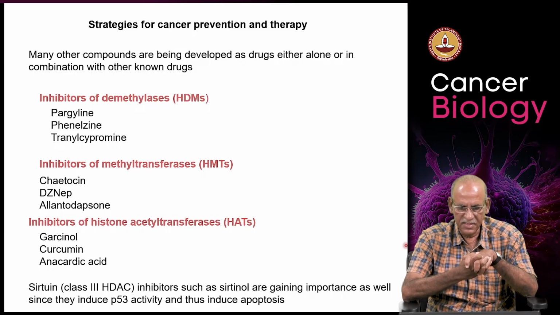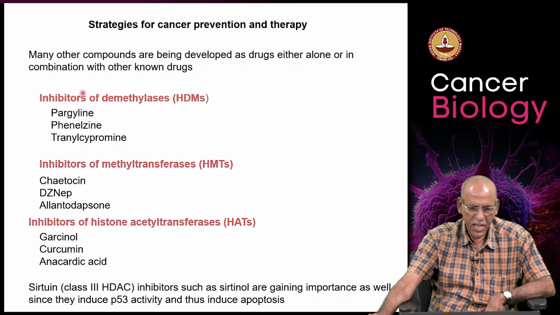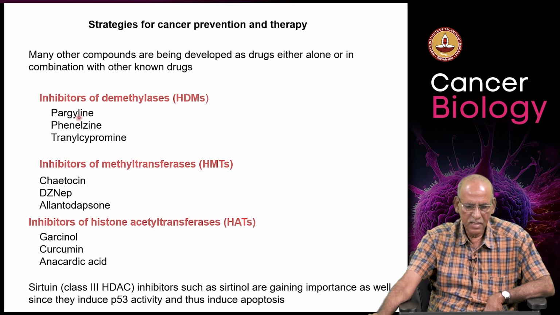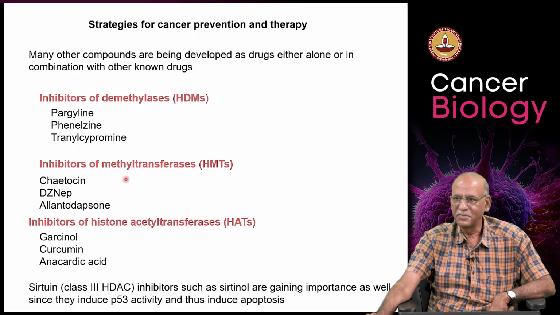Inhibitors of demethylases. Some examples are given here: pargyline, phenelzine, tranylcypromine. So, these are some examples. The inhibitors of methyltransferases: chaetocin, DZNEP and sinefungin. Names are a little bit tongue twisting, but just try to remember some of them at least.